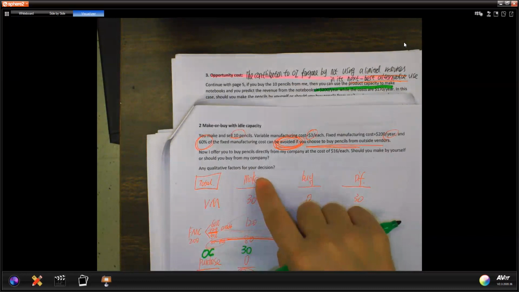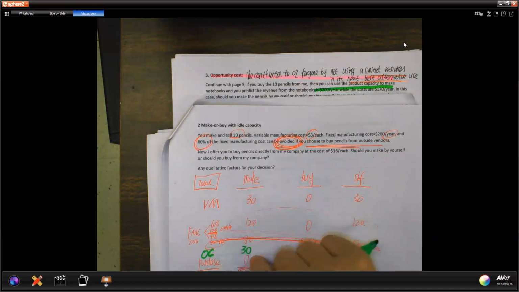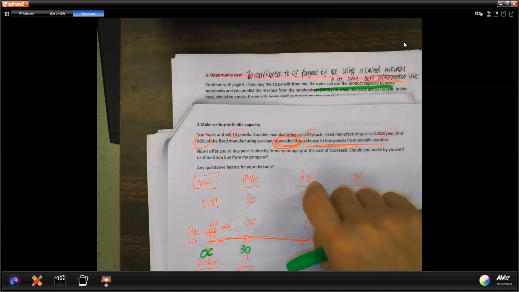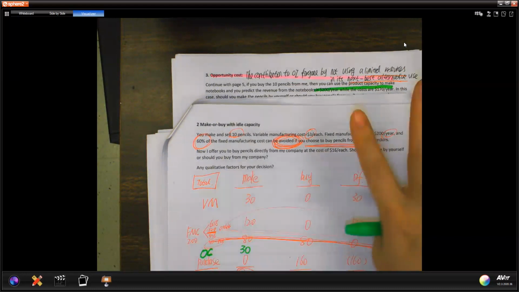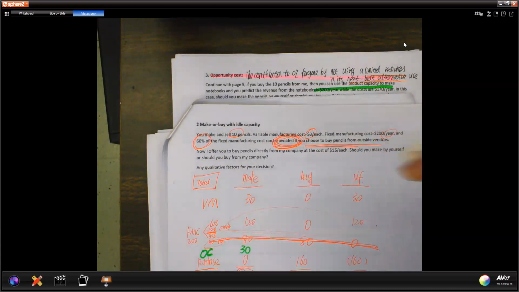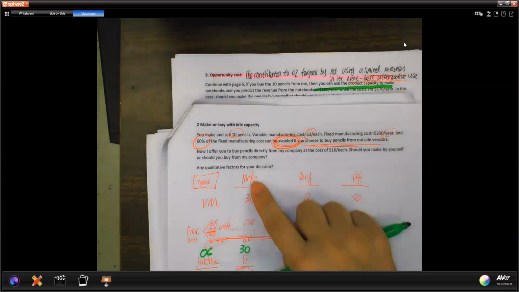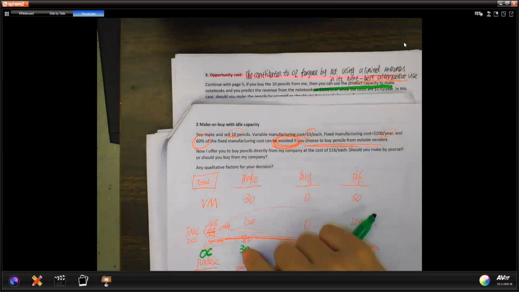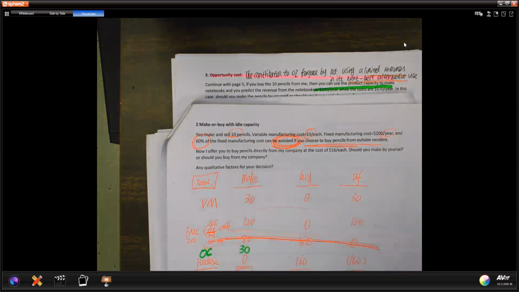So we only have opportunity cost under make for our pencil. If we buy the pencil, we will not lose any opportunity. If we buy the pencil, we can make the notebook, so there is nothing to give up. But we will have this opportunity cost under make, because if you make the pencil, you cannot make the notebook. Therefore, you have to give up the $30 income from the notebook.